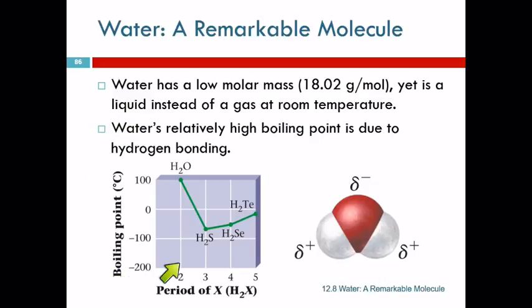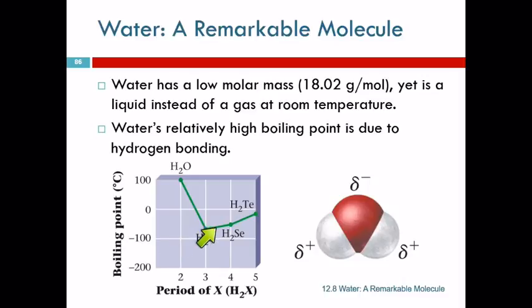If we look at a graph where we're comparing hydrogen compounds with elements in different periods. So oxygen is in period 2 of group 6A. And sulfur is in period 3 of group 6A. Selenium is in group 4, tellurium is in group 5. For these three, they're compounds with hydrogen, we see a trend in the boiling points.